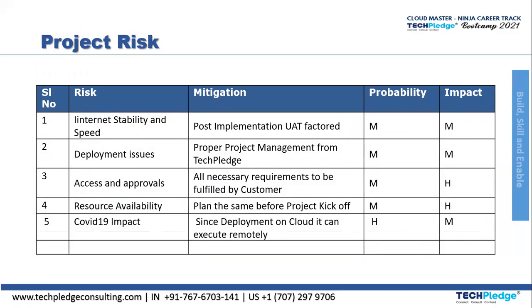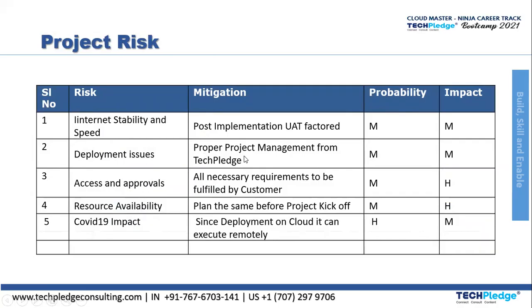So what mitigation is that? Post implementation UAT factored. So after the user acceptance test factored, we can see how to mitigate that after post implementation. So probability and impact should be given for this. So it's medium, both of them. And deployment issues may come into the picture. While this is the risk that we can talk about, this is deployment issues.